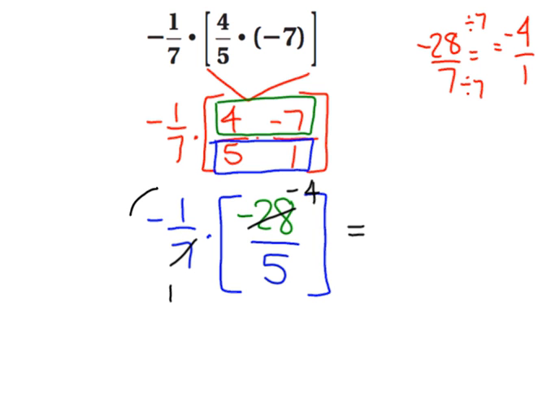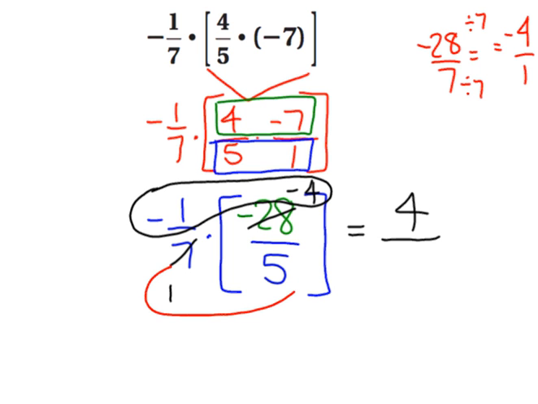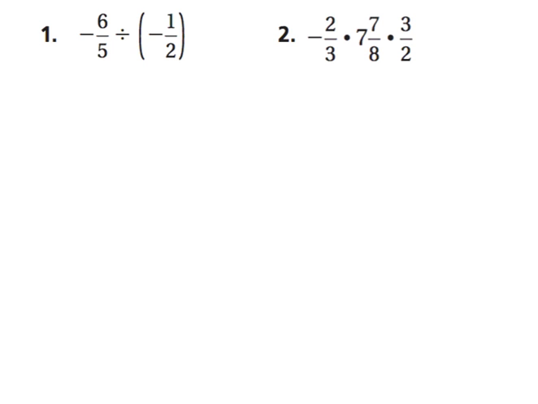Okay, next we're going to multiply negative 1 by negative 4, which is positive 4. And then we're going to multiply 1 by 5, which is just 5. So my final answer to this is going to be positive 4/5. Okay, next I want you to try these two problems. Pause the video, and then once you're done, you can hit play and check your answer.